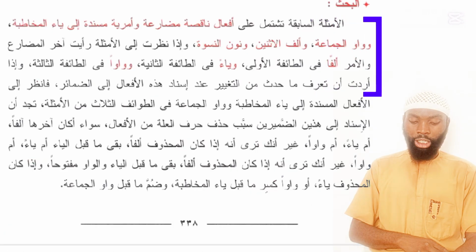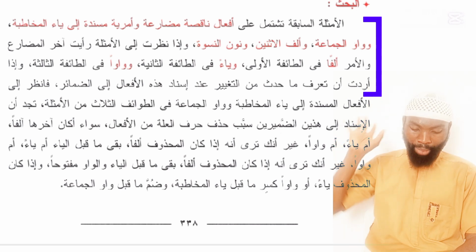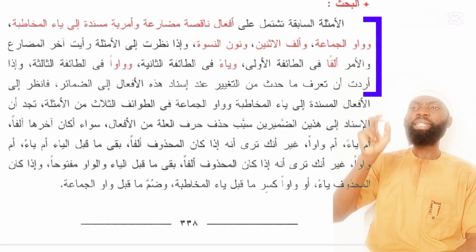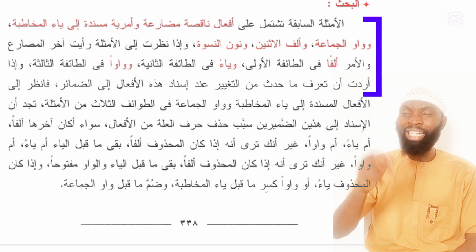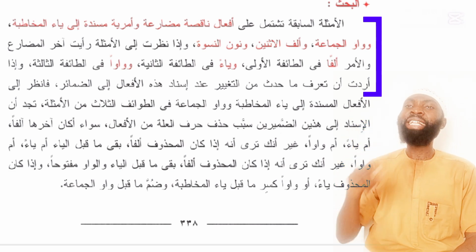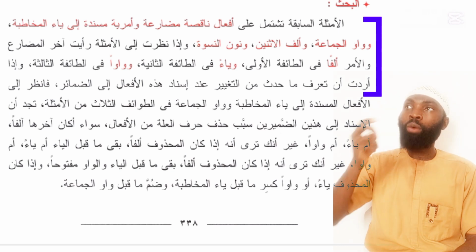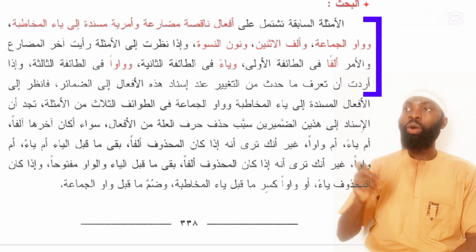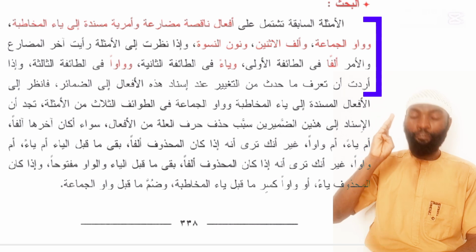Al-amthilatu as-sabiqa tashtamilu ala af'alin naqisatin mudari'atin wa amriyatin musnadatin ila ya'il mukhataba wa waw al-jama'a wa alif al-ithnayn wa nun al-niswa. It says all of the verbs we have seen in the past examples, you will see that these verbs end with a weak letter. Each of them ends with a weak letter, and also they are attributed to either the ya of the second person female, or the waw of plurality for the males, or the alif of dualism, or the nun of feminism.